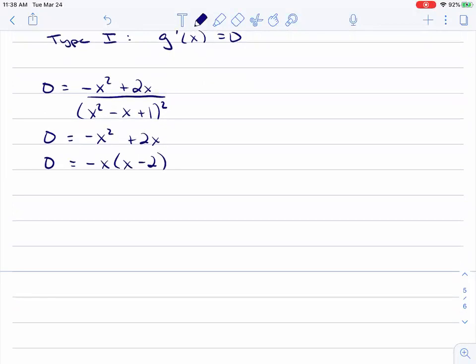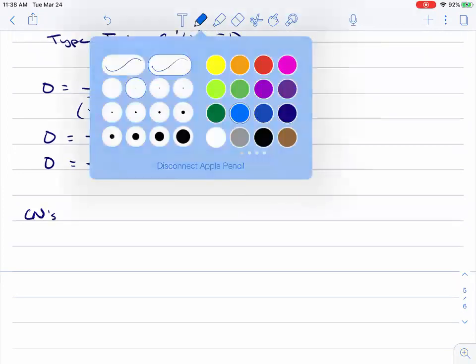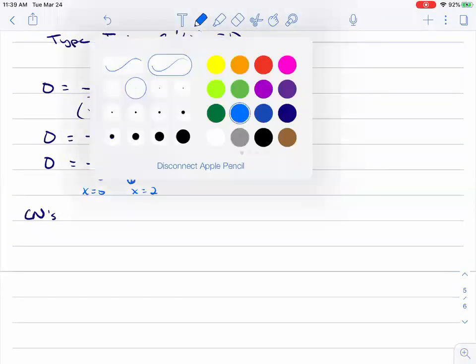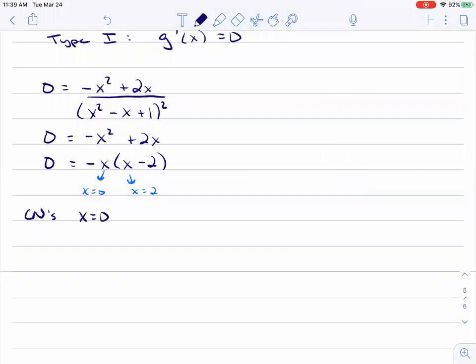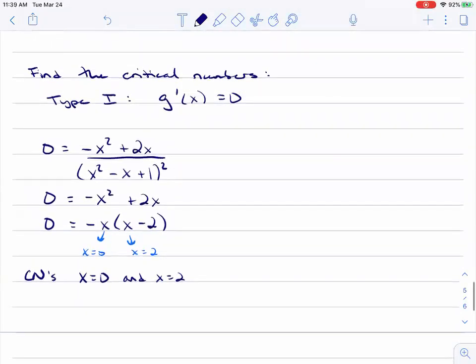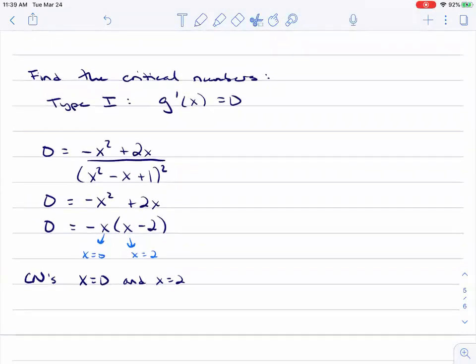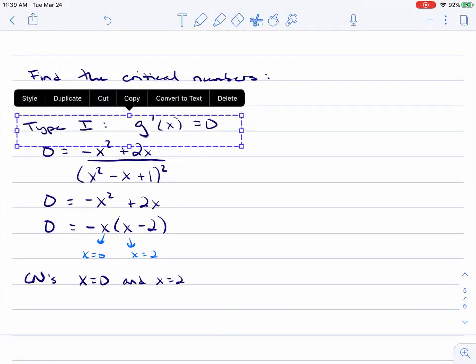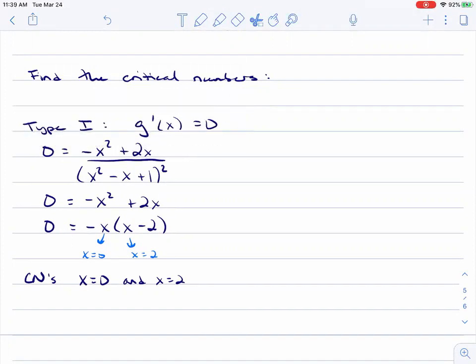And so here, my critical numbers are at x equals 0 or x equals 2. x equals 0 and x equals 2. Okay. What I'll do is I'll just scoot this over so I can have them side by side on the same page here. So that's for the type 1. In fact, I'll put them here. Let's do the type 2 over here.